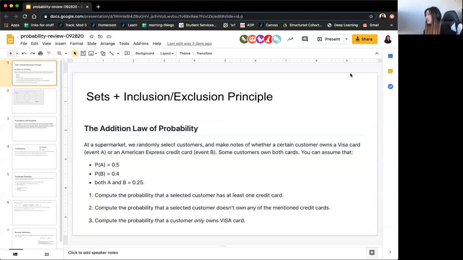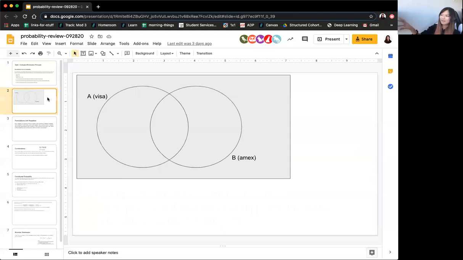With this kind of question, what I like to do is start with a Venn diagram. Let's take note of these numbers. A is Visa, B is Amex, A is 0.5, B is 0.4. Both A and B, which is what we're given, is 0.25. I already have this Venn diagram I've created here, and what I'm going to do is fill in the Venn diagram with numbers.